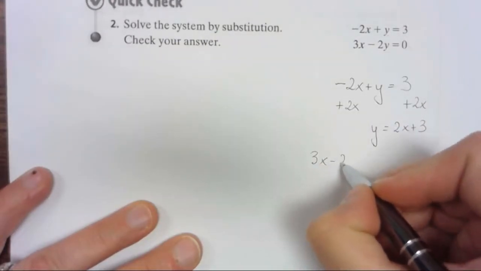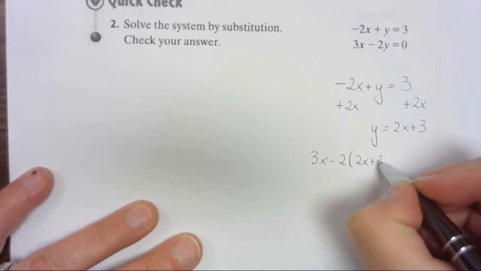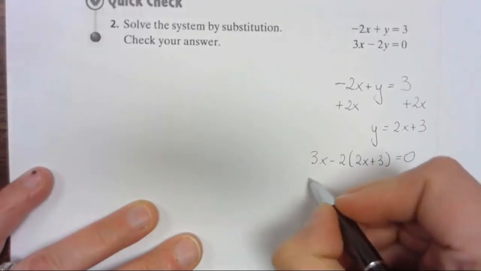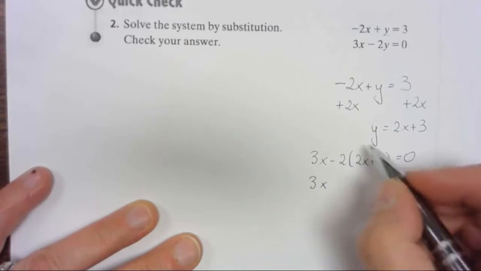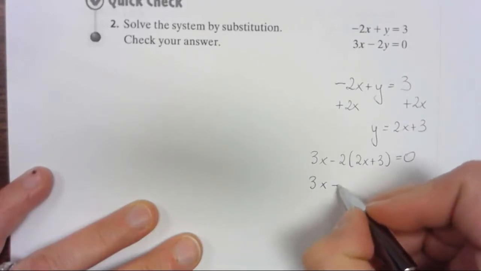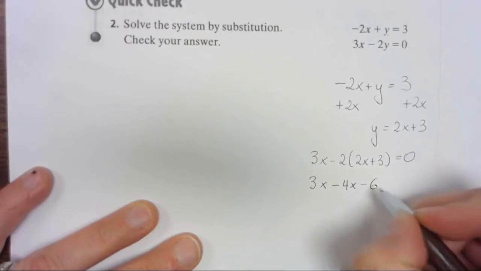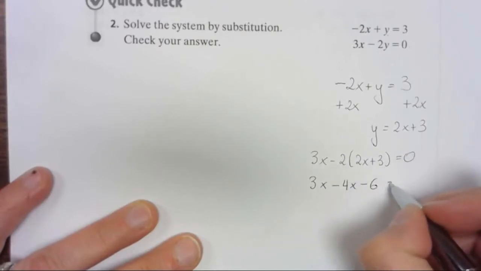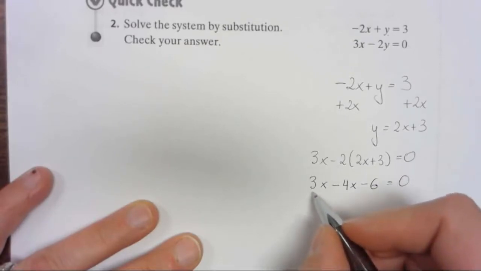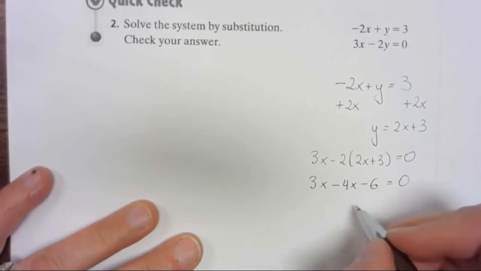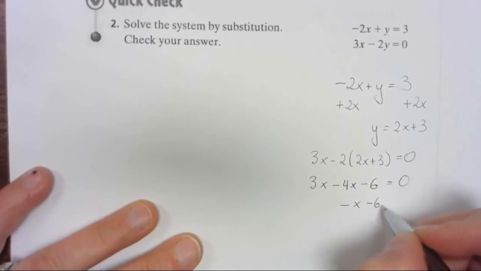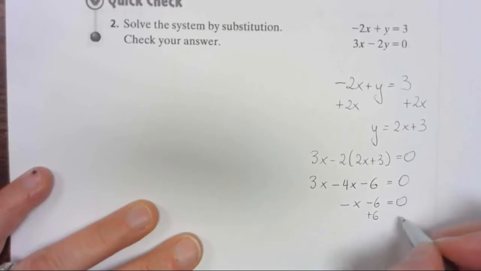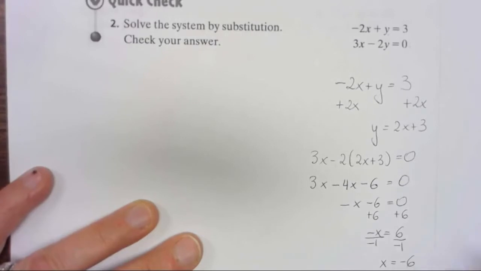So 3x minus 2 times 2x plus 3 equals 0. So I have 3x. Now I'm going to use the distributive property, right? Negative 4x minus 6. Remember the signs, negative times positive. Okay, combining like terms, positive 3x minus 4x is negative x minus 6 equals 0. I'm going to add 6. Add 6, so negative x equals 6, but that's the opposite of x, so get rid of it. I'm dividing by negative 1, so x equals negative 6.